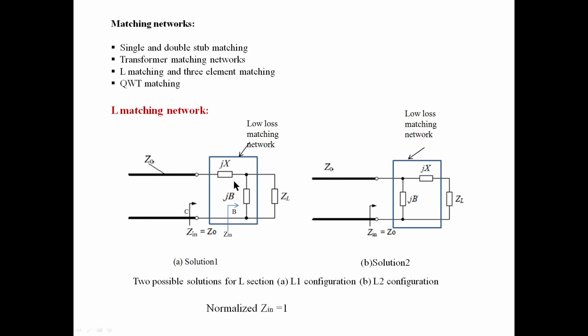We are adding these two components next to the load, one in shunt, another in series. That may be like this: first a shunt element, next a series element. Or it may be that next to the load is a series element, then a shunt element. Or it may be first shunt or series.